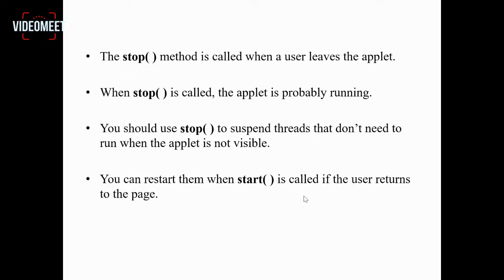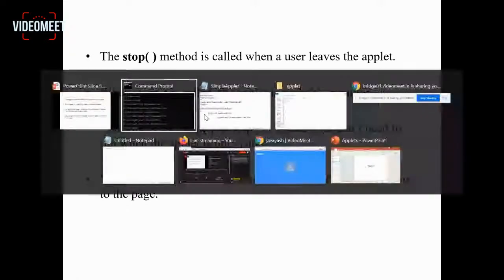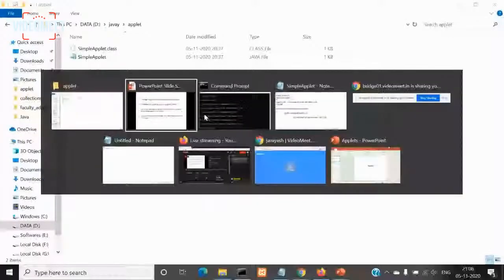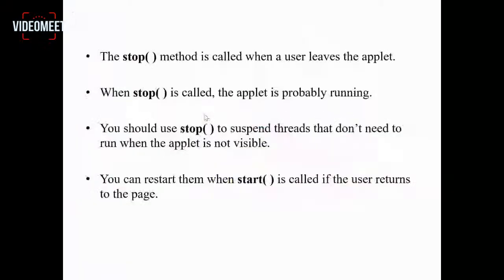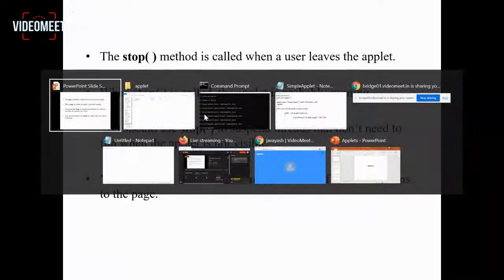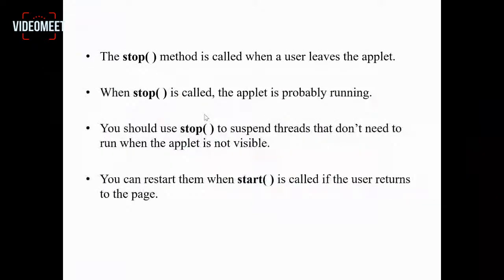In that way, when you switch the window to a different window, say now, for example, I'm using this PPT window. If I click on Alt Tab, I will be switching to different windows. Right? In the same way, one of the windows may be an applet window. So if I switch away from this applet window to some other window, then automatically what will happen? The stop method will be called.